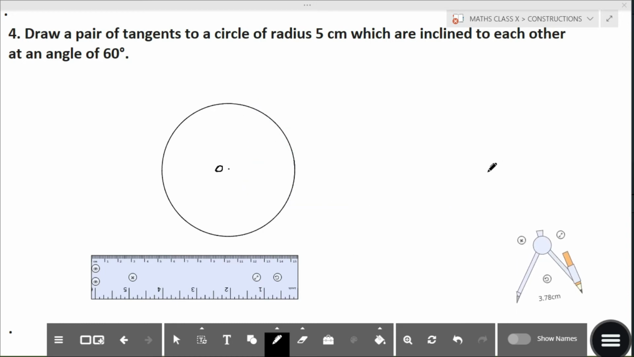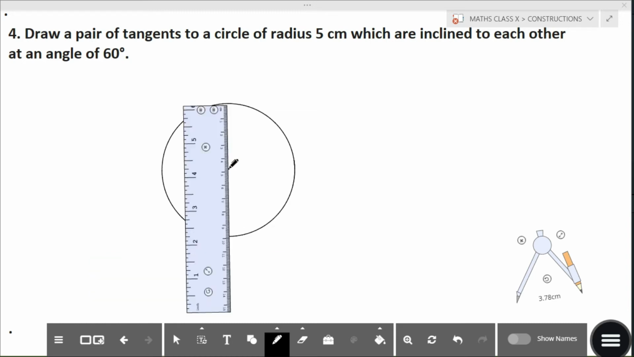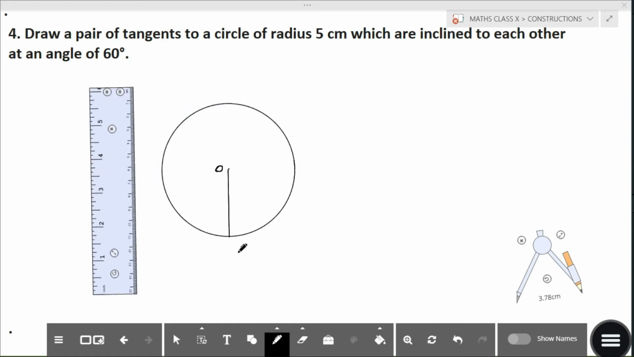Now the question is, we have to draw the tangents from a point outside whose angle in between is 60 degrees. For that you have to draw a radius. First you draw one radius of the circle. So this is the radius. Let this radius be OA. We will draw one tangent at the point A as a point of contact, and another on this side at point B as a point of contact. So we have to find the point B now.